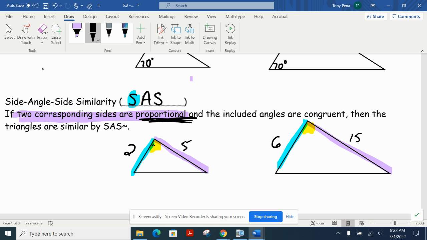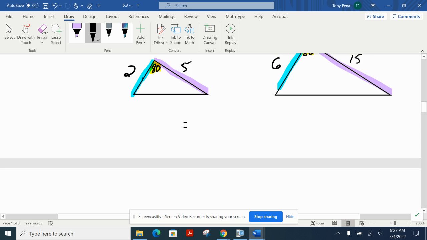And this angle is congruent. So we'll say this is about an 80-degree angle. So as long as the two sides are proportional to each other and the included angle there is congruent, then we can say that all those things are going to be satisfied, that all angles are congruent and all sides are proportional. Okay, so that's side, angle, side.